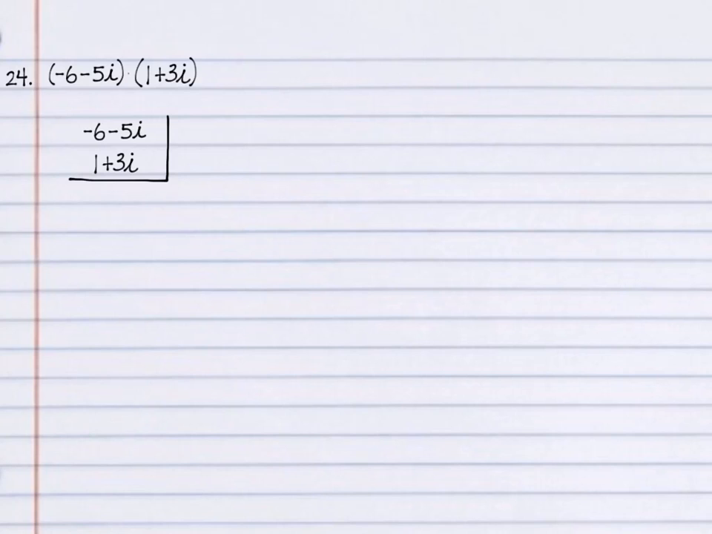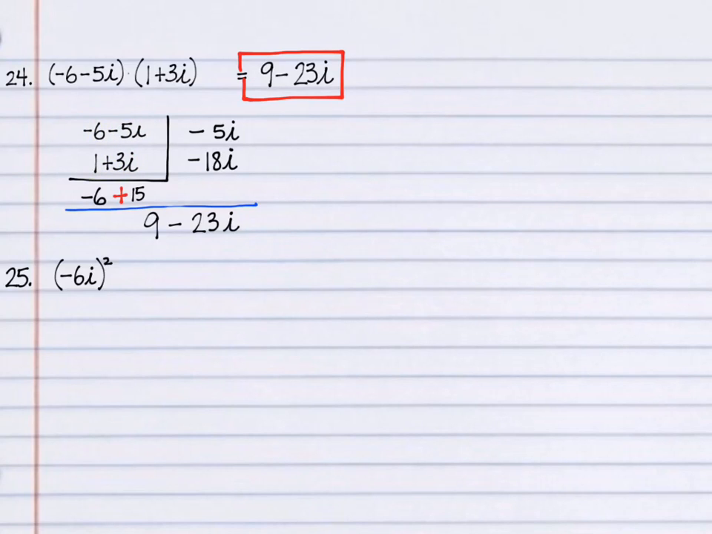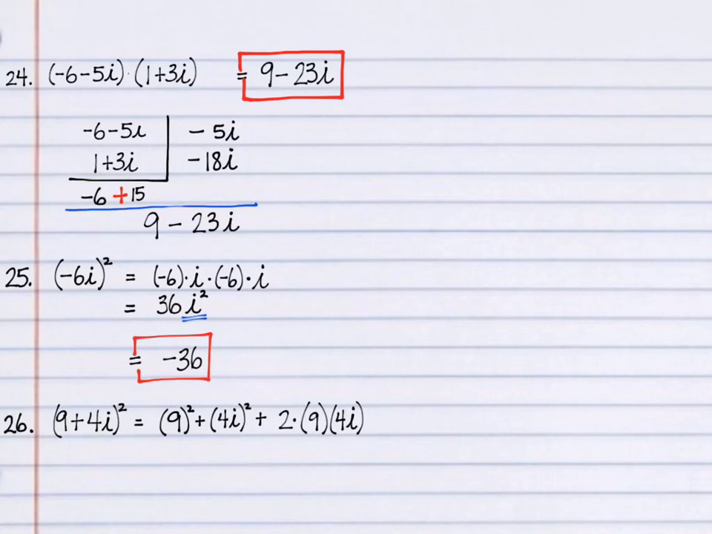So here's a couple more of those where I stack them. I go straight down, and then we do the x, and then we collect everything together, and we have the answer. Number 25, well, that's just negative 6i quantity squared, so it's negative 6 times i times negative 6 times i, and you can combine like terms to multiply. So negative 6 times negative 6 is positive 36, and i times i is i squared, but that just means negative 1, so it's 36 times negative 1, or negative 36.